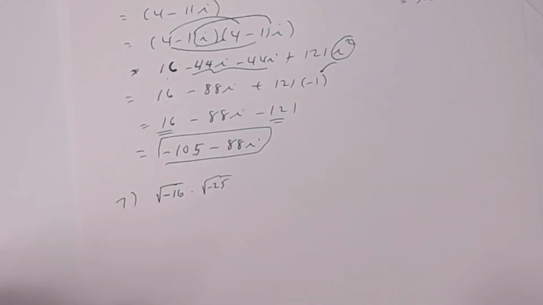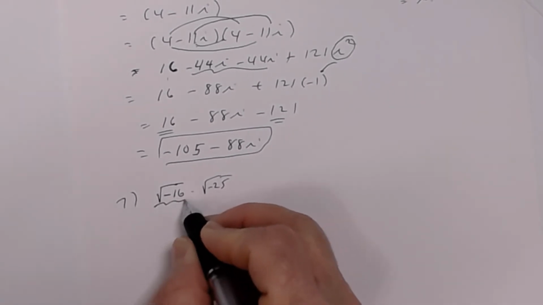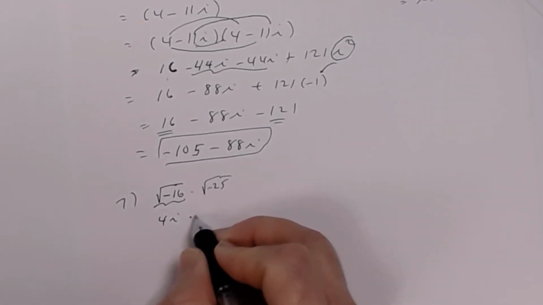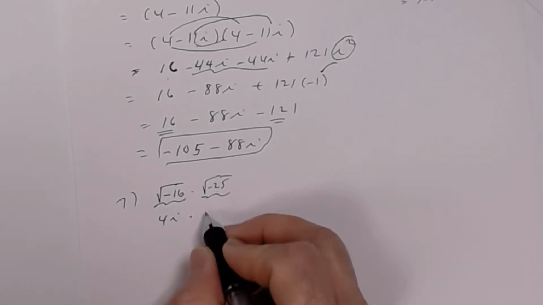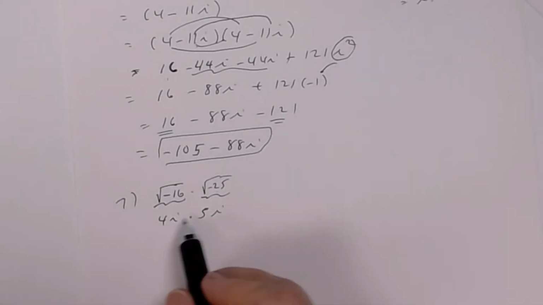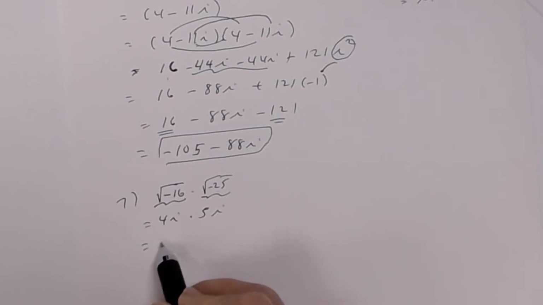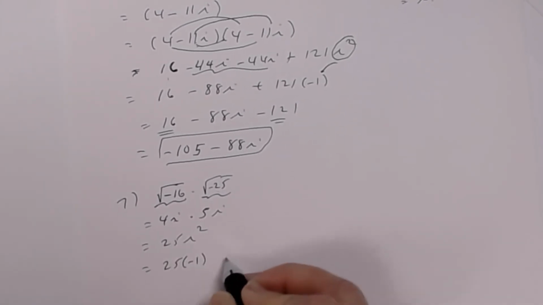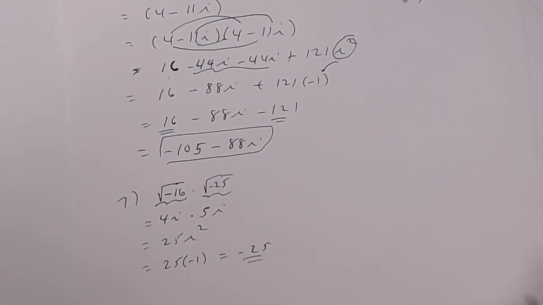So when you get to that point, the way I would do this is I would say, all right, let's look at this first. The square root of negative 16 is 4i, times the square root of negative 25, which is 5i. Now 4 times 5 is 25. I times I is I squared, and I know that I squared is negative 1, right? And so this becomes negative 25. And so that's your answer.